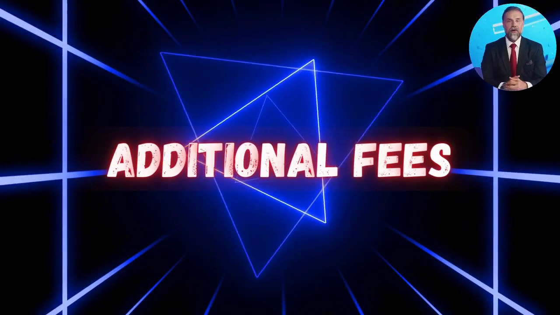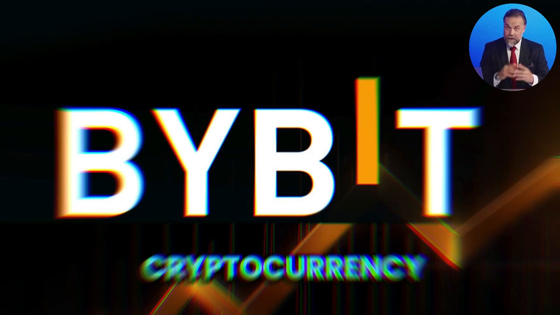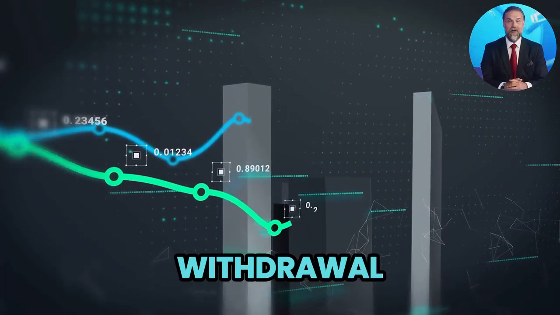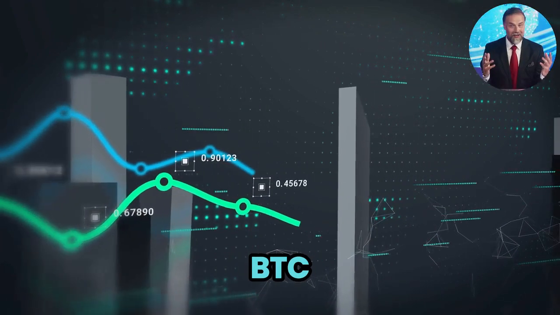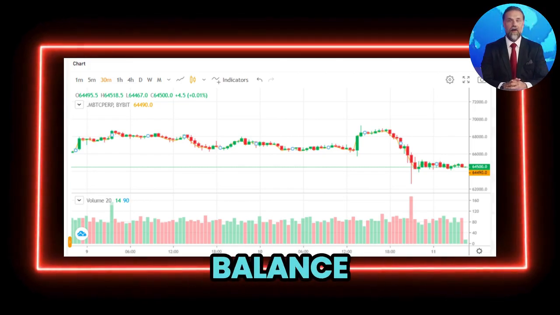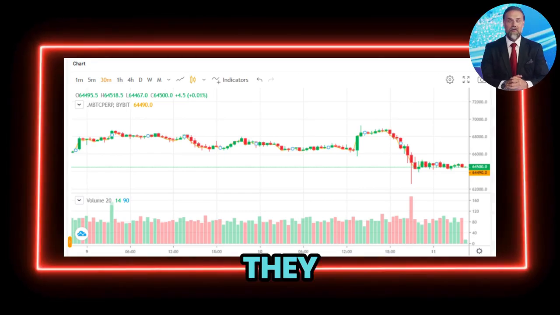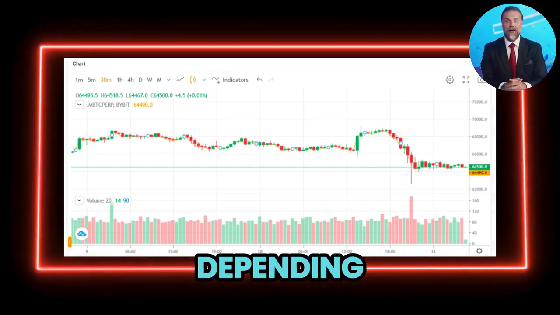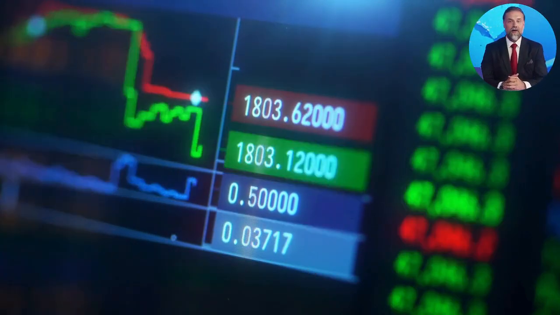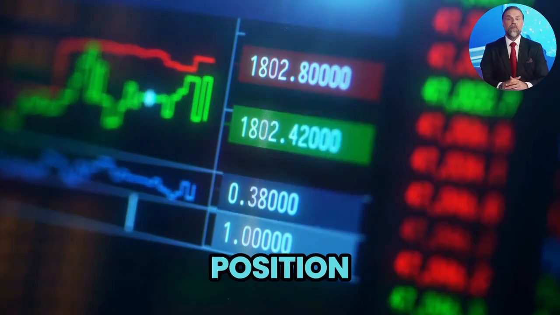There are a few other fees to be aware of. 1. Withdrawal fees. These vary by cryptocurrency but are typically quite low. For example, the BTC withdrawal fee is 0.05 BTC. 2. Funding fees. These are periodic payments made to balance the differences between perpetual contract prices and spot prices. They can be either positive or negative, depending on market conditions. 3. Liquidation fees. In the event of liquidation, a fee is charged based on the remaining margin and position size.